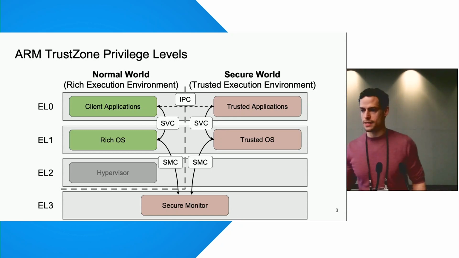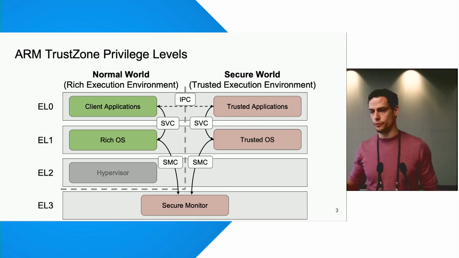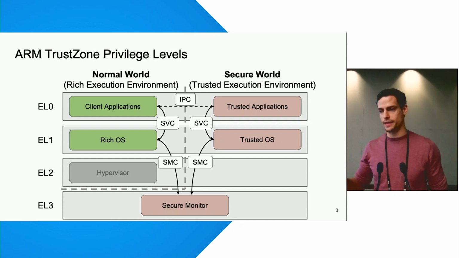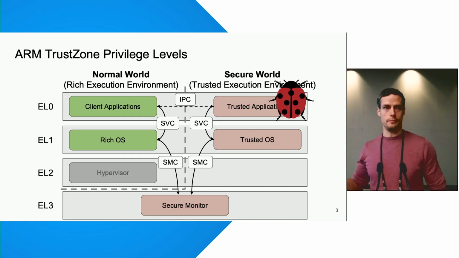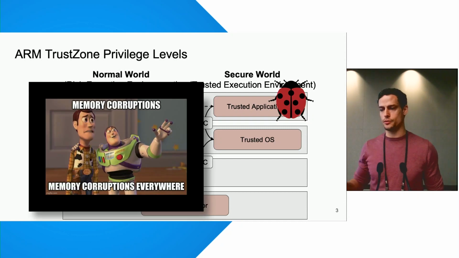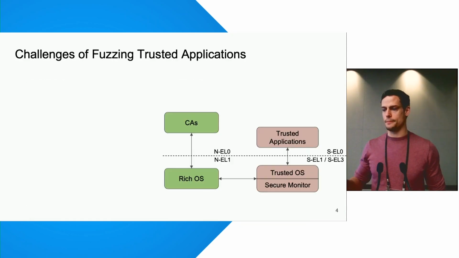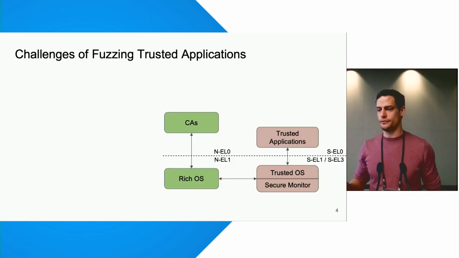So then this work, TEEzz, is a black box fuzzer for trusted applications, which suffer from bugs, especially memory corruption bugs, as prior work and our work here shows. So now let's look into why it is challenging to fuzz trusted applications in general.